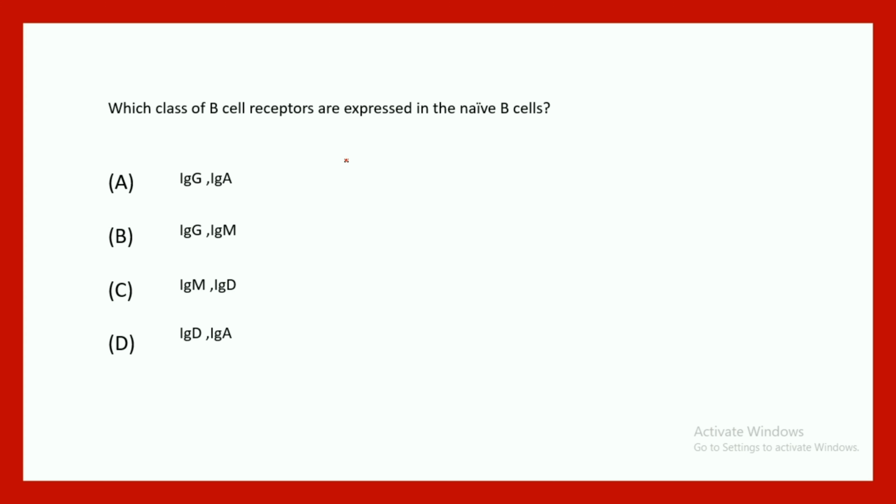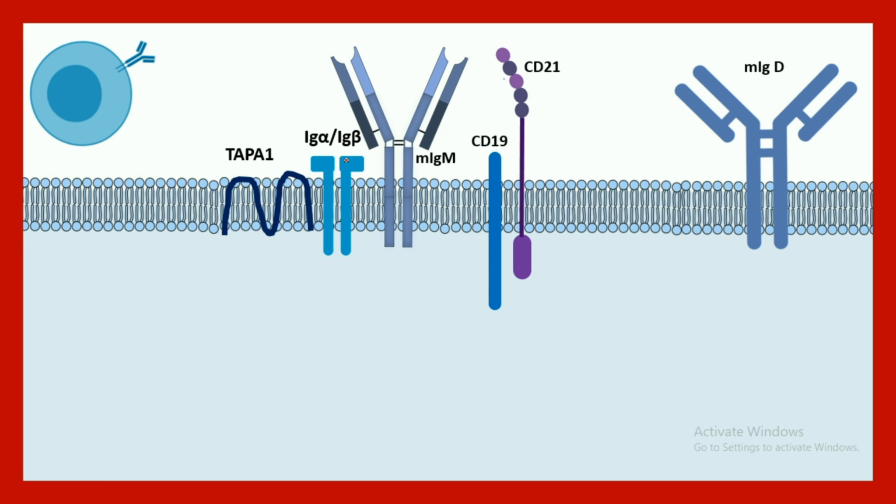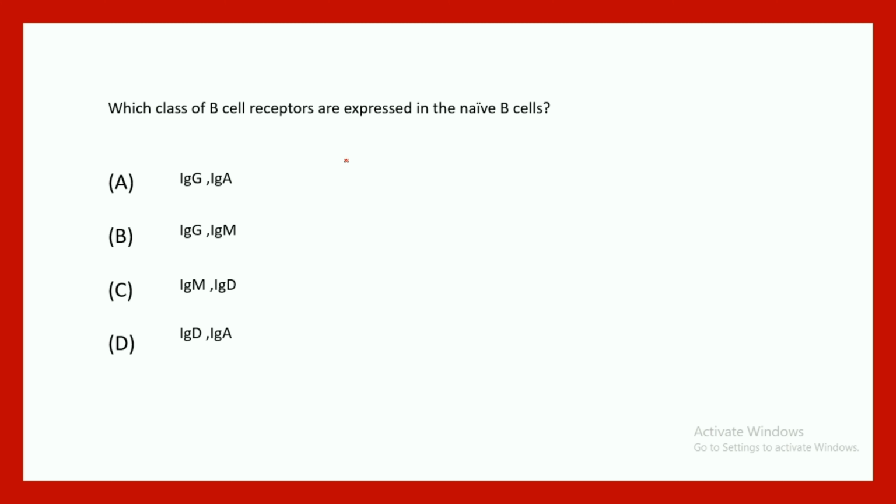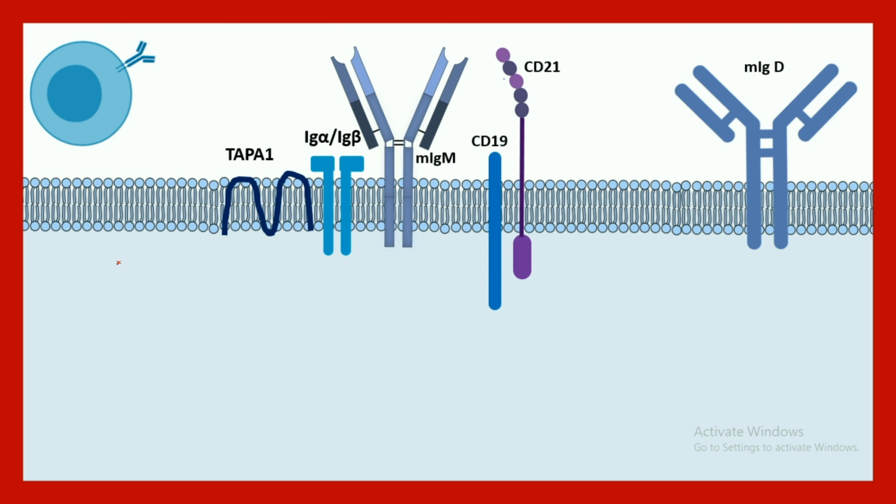Which class of B cell receptors are expressed in the naive B cell? Naive B cells are immature. They haven't encountered pathogen, and that is why class switching has not occurred in them. So the prevalent receptor that is present on the naive B cell is membrane-bound IgM, and to a very little extent IgD could also be present. So the correct option for this question would be IgM and IgD. So let's talk about the next question.